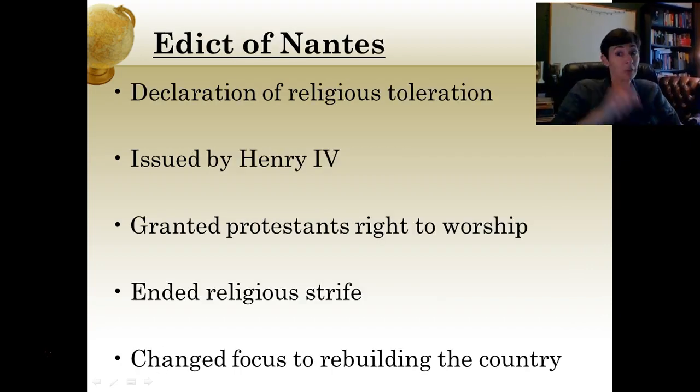Edict of Nantes declared religious toleration, issued by Henry IV, and gave Protestants the right to worship, because at this point, France is still Catholic. This is going to be very, very important as we march into the French Revolution, which is, I don't know, like 100 years from this point. But it granted Protestants the right to worship. That's very important. It was a religious compromise. Okay, so you want to remember that. Edict of Nantes, Declaration of Religious Toleration, Henry IV. It changed the focus from religious fighting to actually rebuilding the country.